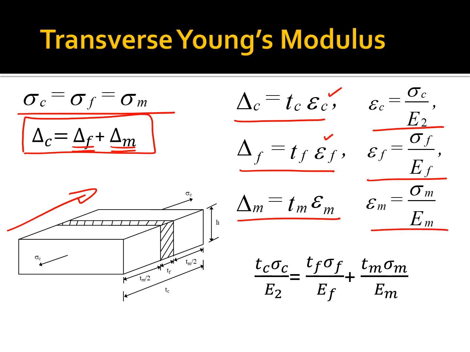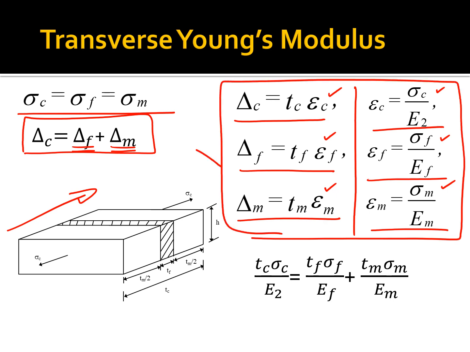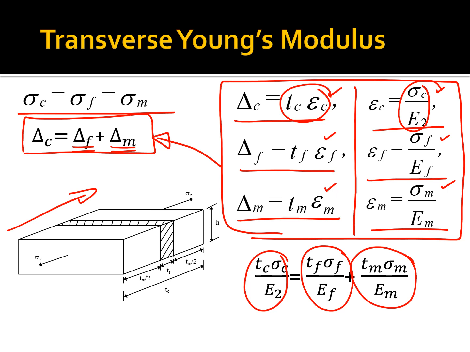So this is for the composite, fiber, matrix, and the reason why we are doing these 6 relationships is so that we can put them into this formula right here. So delta C will be TC times epsilon C, but epsilon C is sigma C by E2, so we get this. Same thing for delta F, and same thing for delta M will be this formula right here.